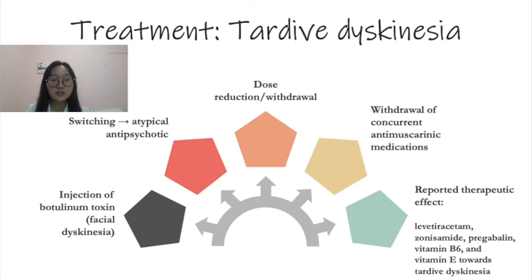Treatment of tardive dyskinesia includes dose reduction or withdrawal of the causative medication, switching to an atypical antipsychotic drug, withdrawal of concurrent antimuscarinic medications, and injection of botulinum toxin for facial dyskinesia. Several trials have also reported therapeutic effect of levetiracetam, zonisamide, pregabalin, vitamin B6, and vitamin E towards tardive dyskinesia.